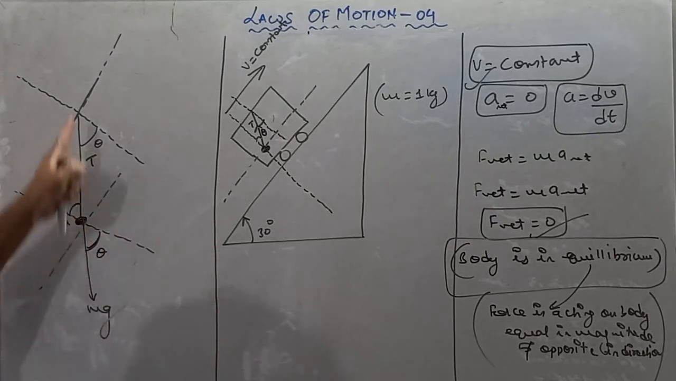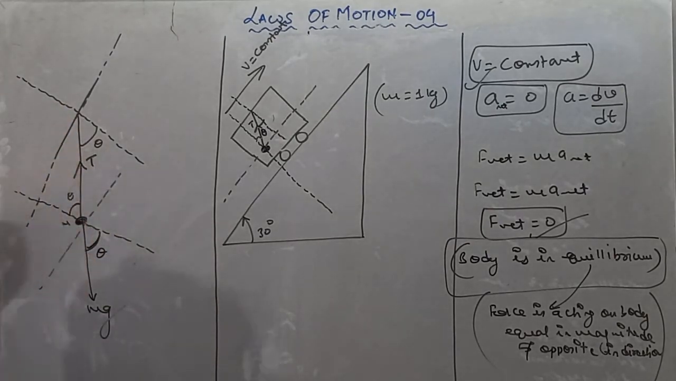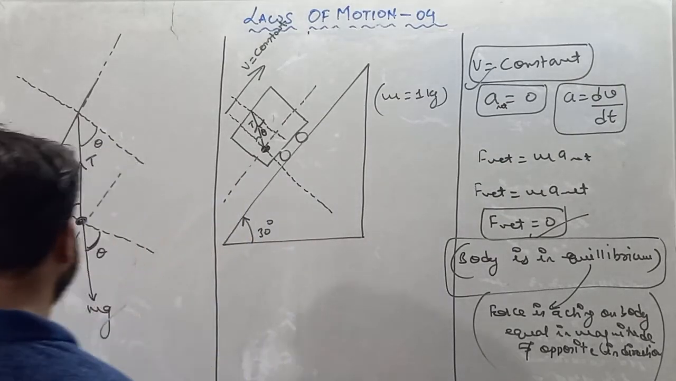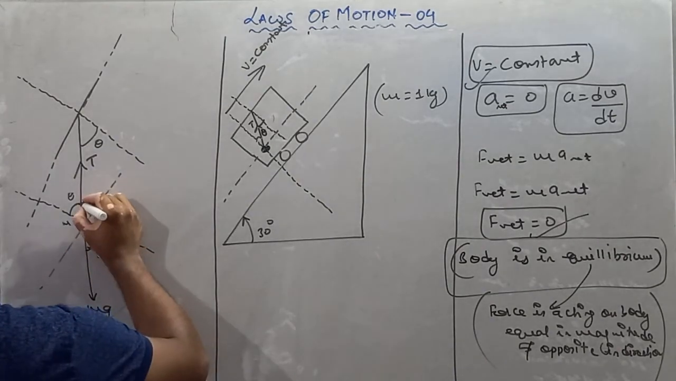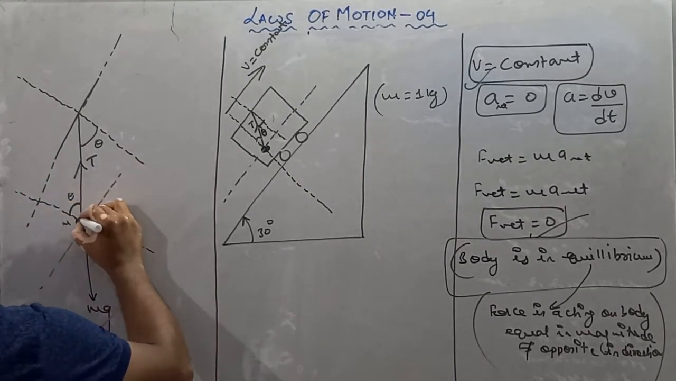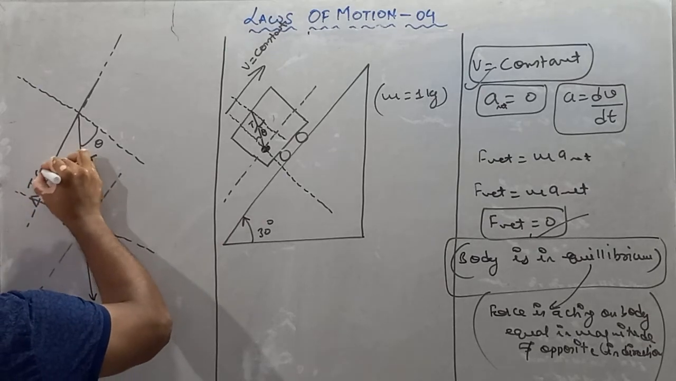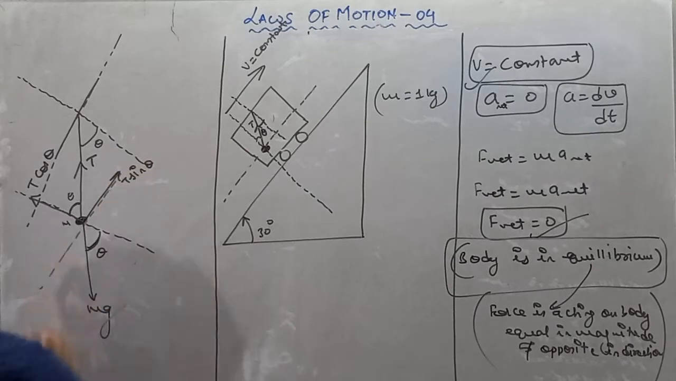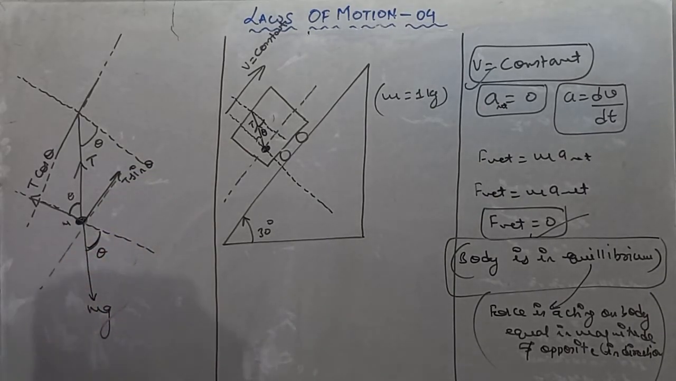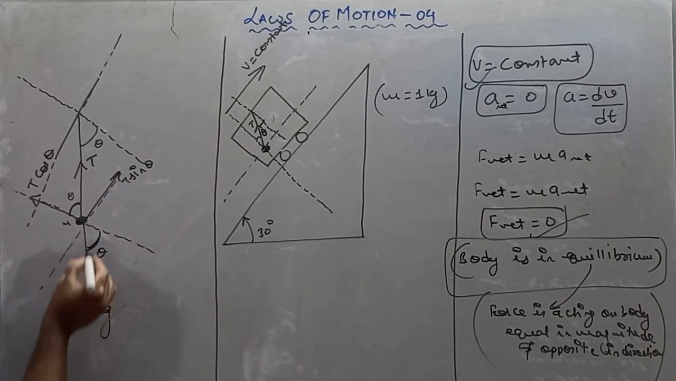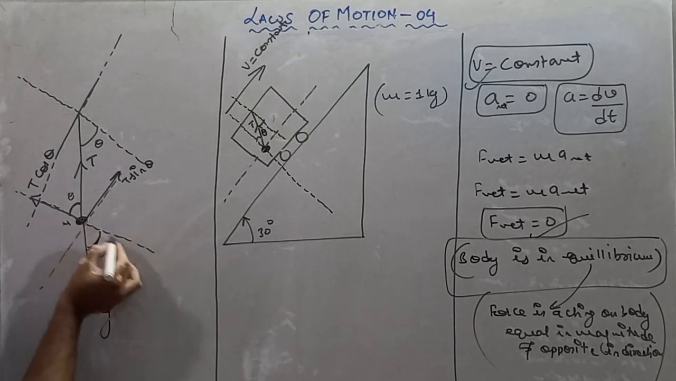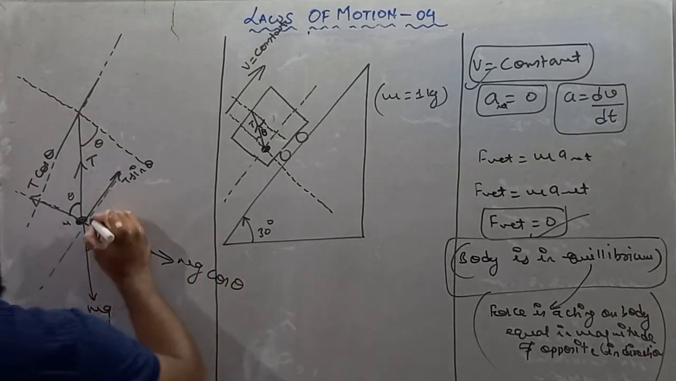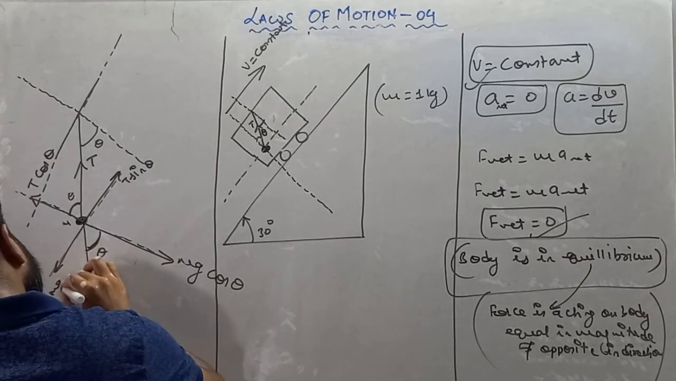Now see, my dear student, tension is a pulling force and tension is making some angle theta. So we have to split its components. For any vector, two components will be there. Tension is making an angle with this line, so this line carries component T cos theta and this line carries component T sin theta. Similarly, this mg is making angle theta, so we have to split its components. This line carries component mg cos theta and this line carries component mg sin theta.